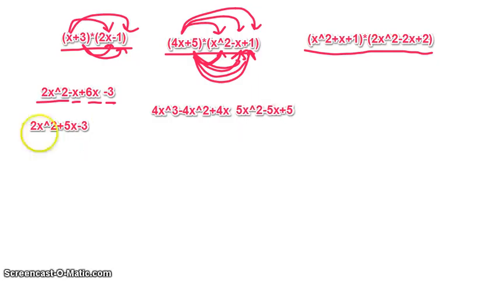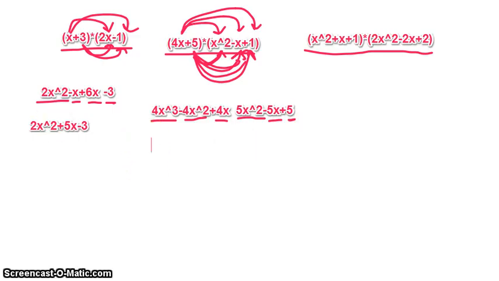And then by looking at all of these, all you'd have to do now is just combine all the like terms. So you can see that there's only one term that has an x cubed. There are two terms that have an x squared, so you would definitely combine those. There's two terms that have an x, and there's one term that doesn't have any variable multiplied by it.